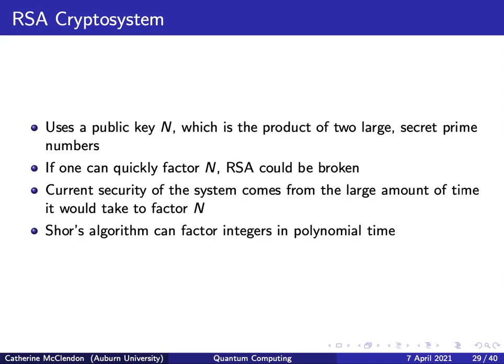The RSA crypto system uses an encryption key or public key n, which is the product of two large secret prime numbers. If one can quickly factor n, RSA can be broken. And the current security of RSA comes from the large amount of time it would take to factor n. So we have a quantum algorithm called Shor's algorithm, which can factor integers in polynomial time, suggesting that it could break RSA encryption.